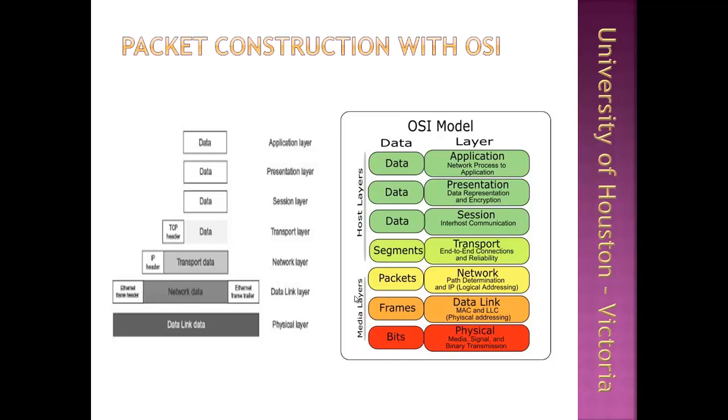Then when this data is sent down to the data link layer, the MAC and the LLC, which basically take care of the physical representation of your data and addressing of your data, at that point the data chunks are going to be called frames. And when you send that down to the physical layer, basically that takes care of media, signal, and binary transmission of your data. At that point you're dealing with bits.